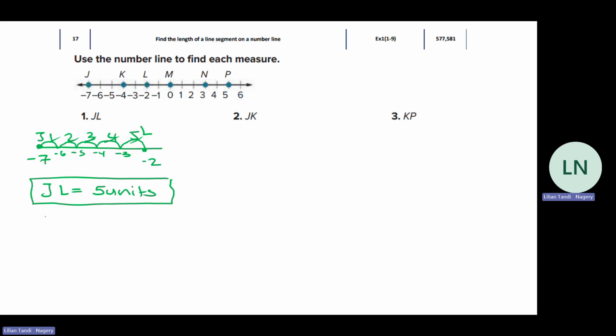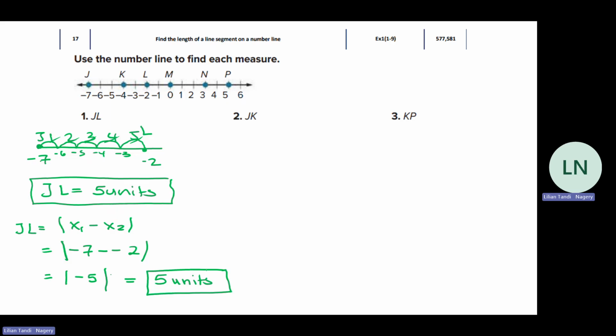Or you can use the formula. And what is the formula you're going to use? Absolute value of x1 minus x2. Remember, the answer to an absolute value will never be negative. So JL equals the absolute value of -7 minus -2. So this will become absolute value of -5, and this will equal 5 units. Remember, if this is negative, your answer will be positive. If this is positive, your answer will still be positive, because distance can never be negative.